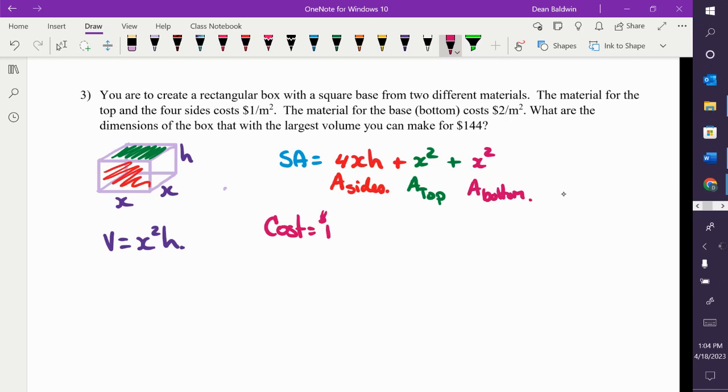$1 for xh plus $1 x squared plus how much does the bottom cost? $2. So that's $2 times x squared. So if you just clean this up, you get a cost equation. And we know the total cost has to be $144.